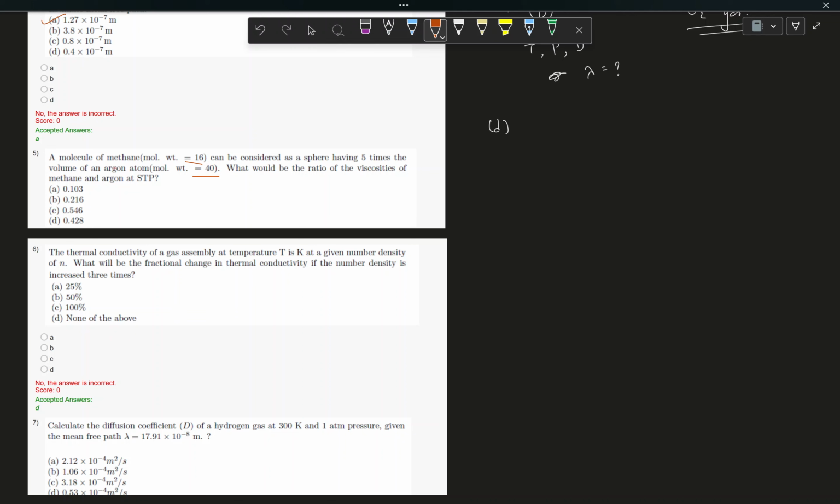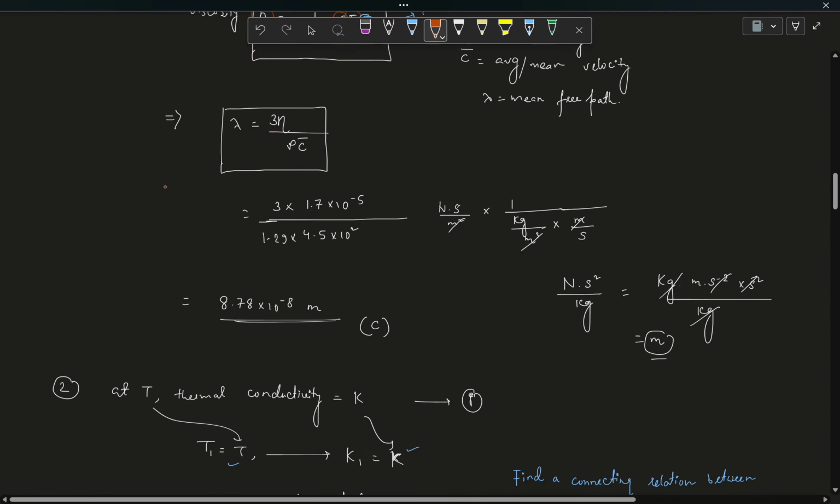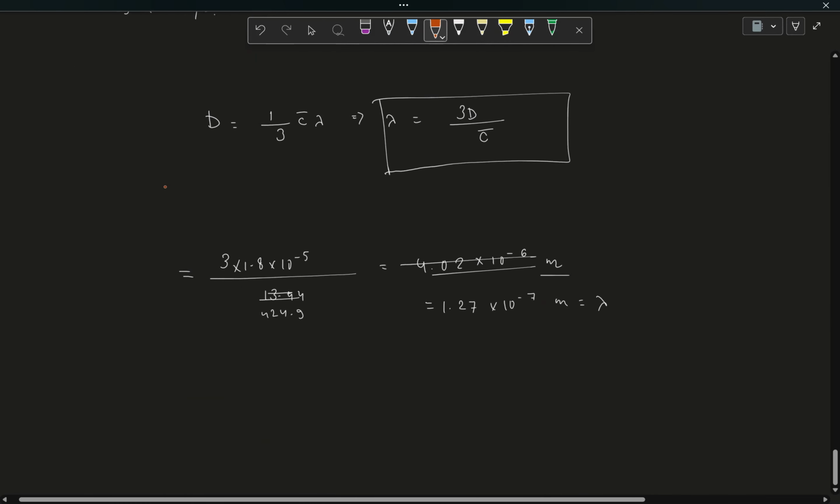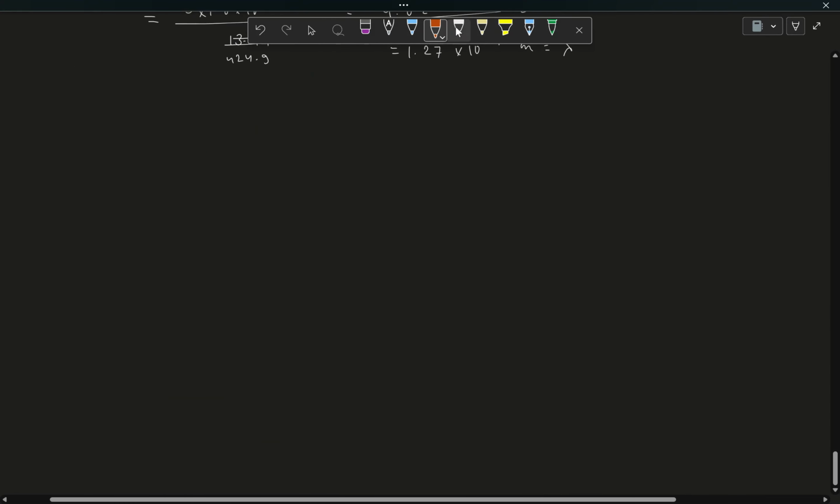However, for methane the molecules are considered to be sphere-shaped. So the geometry is taken as a sphere for the molecules, and it is said in the question that for methane the volume of that sphere is 5 times the volume of the argon. Then what would be the ratio of the viscosities of methane and argon at standard temperature and pressure? Okay, so let us choose a blank page and start solving this.